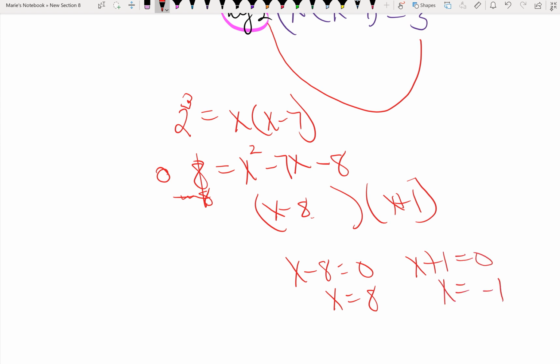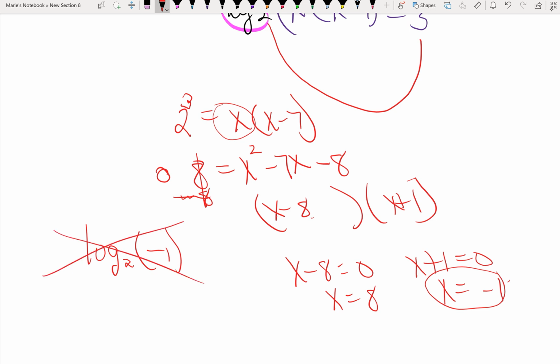You need to understand we never have logs of negative numbers. Just by default, I don't think that would work, because you would have log base 2 of negative 1. Right away, that would not check. So don't even bother with any negatives.